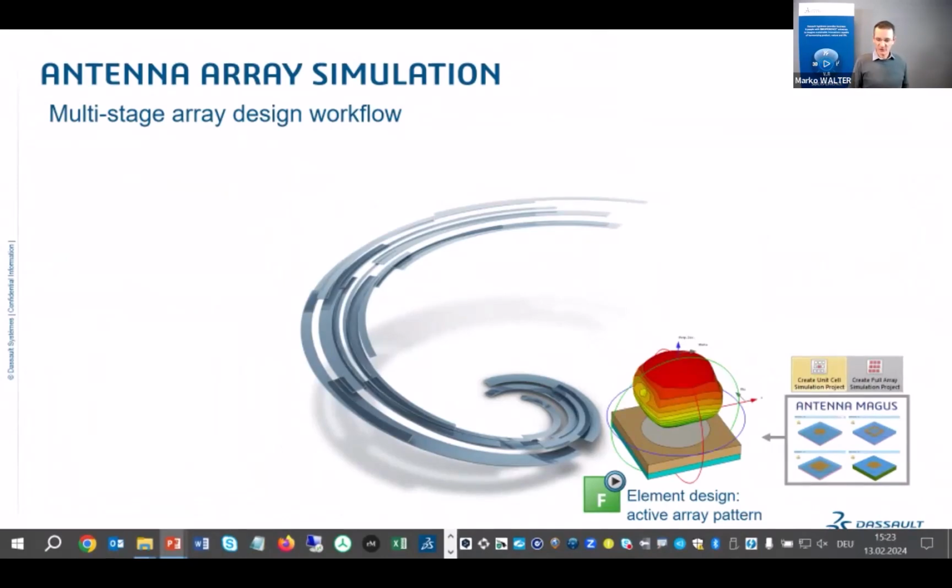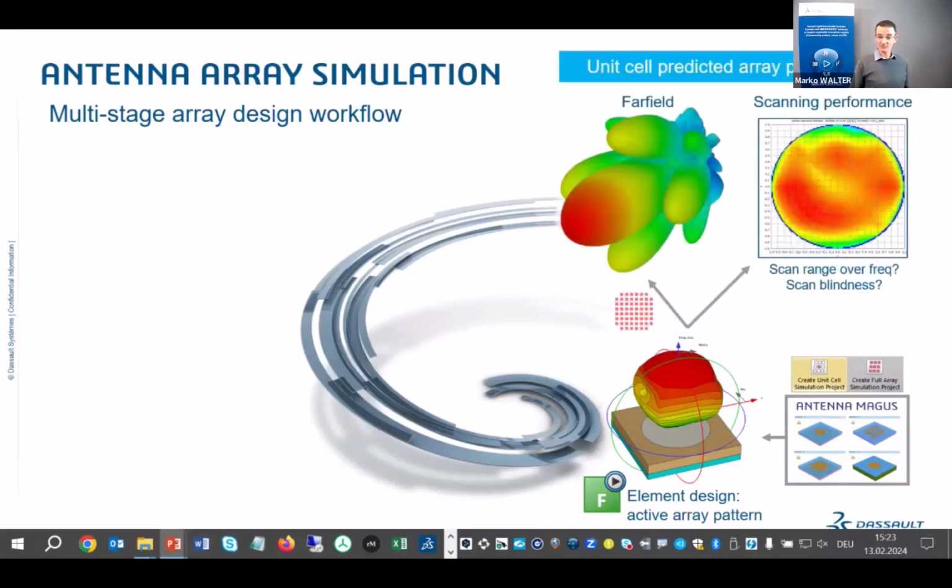So first step would be to design an element for the array. So for example, here we've specified a frequency range, etc., a dual polarized feed, some scanning requirements. And using antenna megas, we've identified and shortlisted several attractive looking candidates for further investigation. We then use the unit cell simulation project, part of the antenna array task, to automatically set up all the required unit cell level simulations.